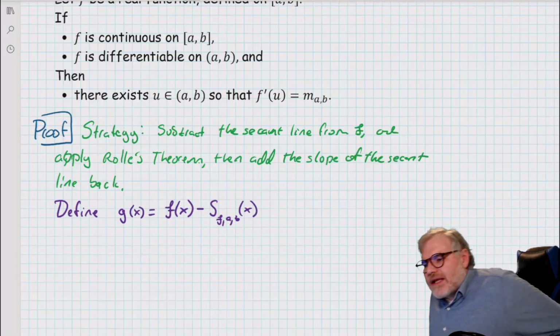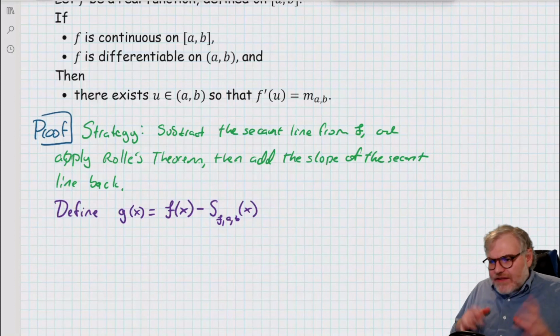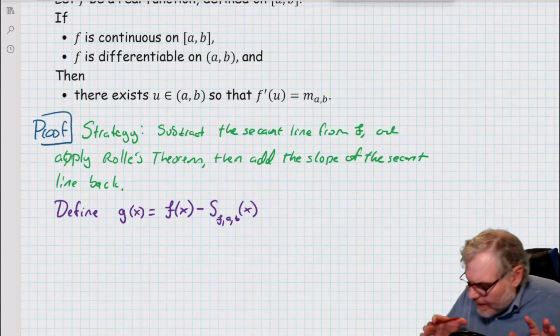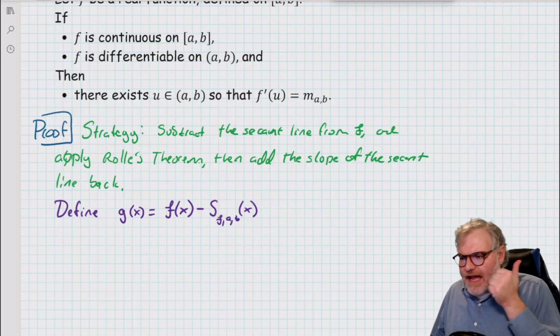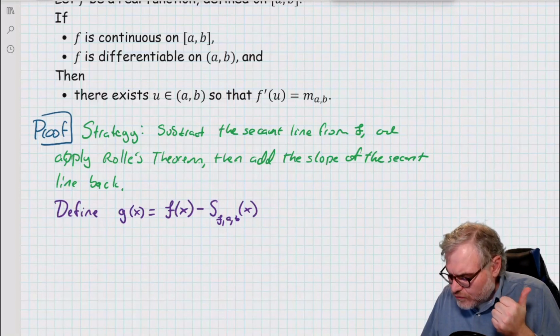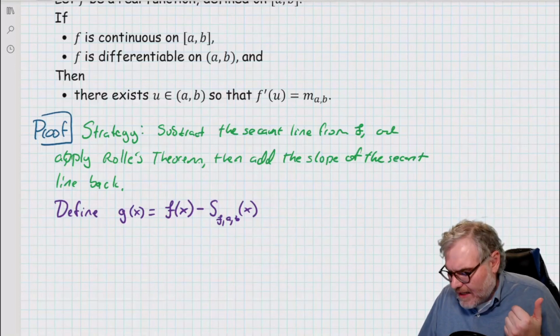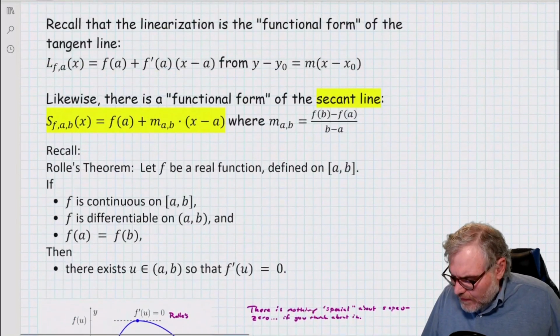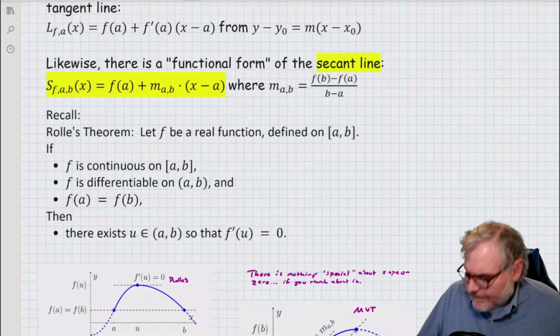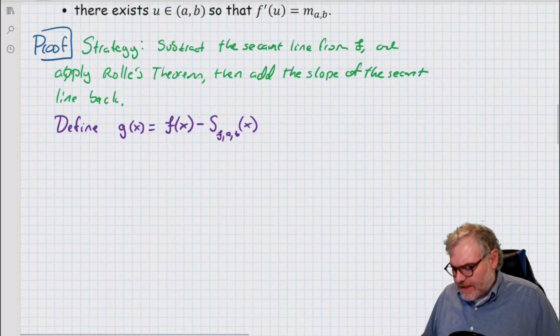Okay, now, the secant line is a line. And I've got three things that I have to show here, right? I need to show that my new g is continuous on [a, b], my new g is differentiable on (a, b), and I need to show that g of a equals g of b. So let's do that. The first one I need to show is continuity.